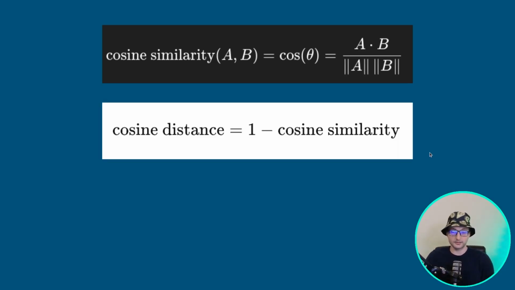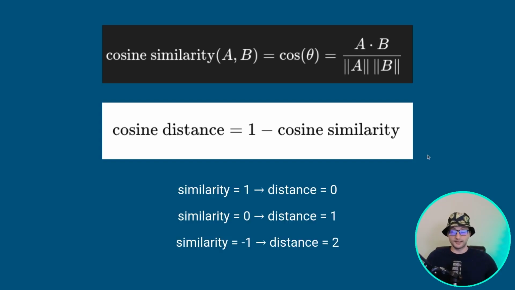Now in Postgres, when you use pgvector, you are going to work with the distance metric, not the similarity metric. And you can get the distance metric by simply subtracting the similarity value from 1, which will give you a distance metric between 0 and 2, and the similarity metric is always going to be between -1 and 1.